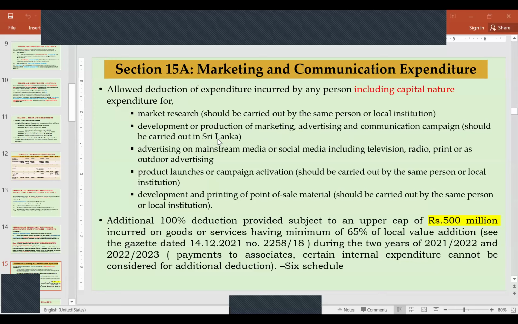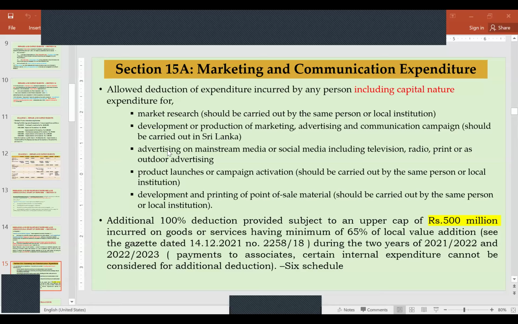So I think you can understand the intention of introducing this new section. This section was introduced to encourage local advertising firms. That means if any person needs to incur some expenditure for advertising research, and they are obtaining that service from a local institution, then only it is deductible, irrespective of whether that is capital nature or not. So they wanted to encourage local advertising firms.